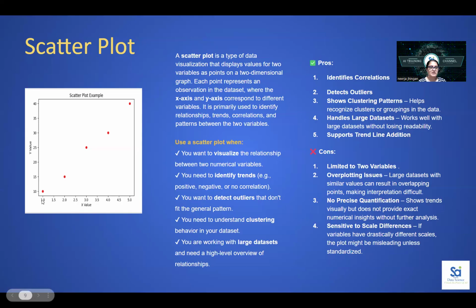If the x value is 1, the y value is 10. If the x value is increasing up to 2, the y value is also increasing, right? If we look up to 5, if the x value is 5, it is also increasing. So this is showing the positive relation between two variables x and y. Okay, and if you want to show the relationship between the two variables, then you can go with the scatter plot.